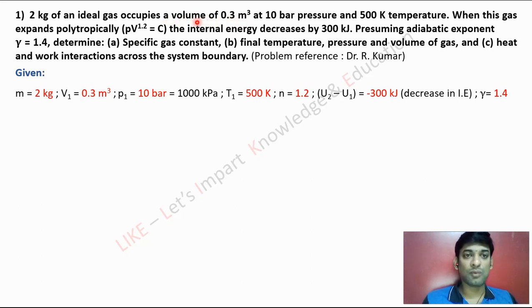This is initial volume, so it is denoted with V suffix 1. For state 1 or initial condition, we always use suffix 1. For state 2 or final state, we use V suffix 2 or P suffix 2 or T suffix 2 like that. So suffix 1 represents initial state. The volume is given here as 0.3 meter cube. Now we have to consider the unit. The unit here is meter cube, so we are using uppercase character.